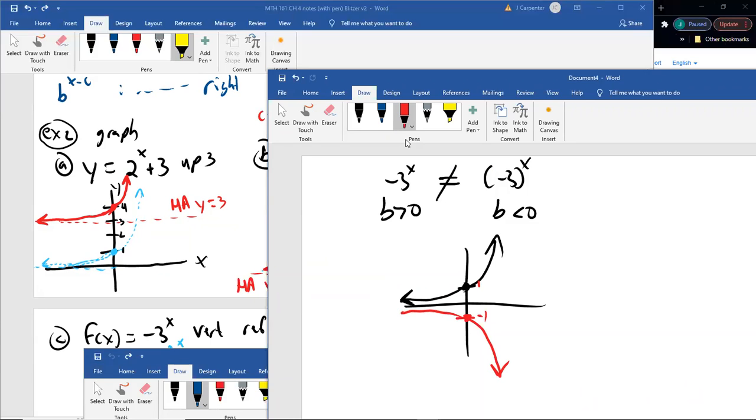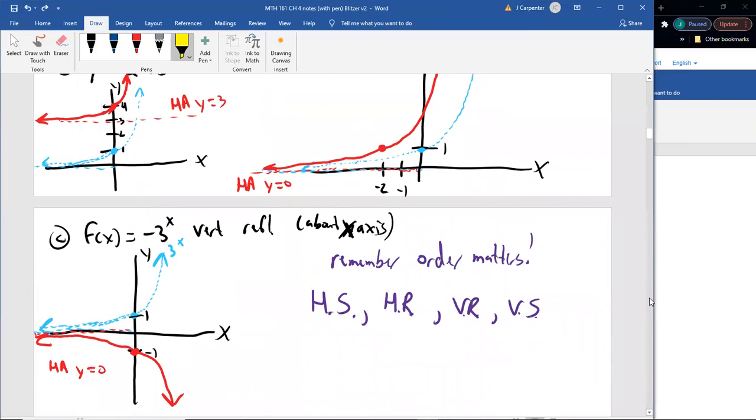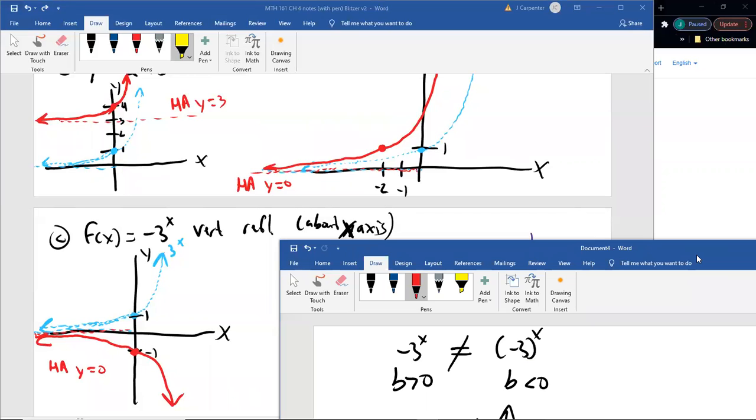And then we flatten out on the left, and the asymptote would not change. If the asymptote is the axis, you're mirroring on the axis, so it doesn't change. The black would be the problem without the negative, the red would be the problem with the negative. So the blue dotted one is without the negative, that's 3 raised to the x. The red one is actually negative 3 raised to the x.